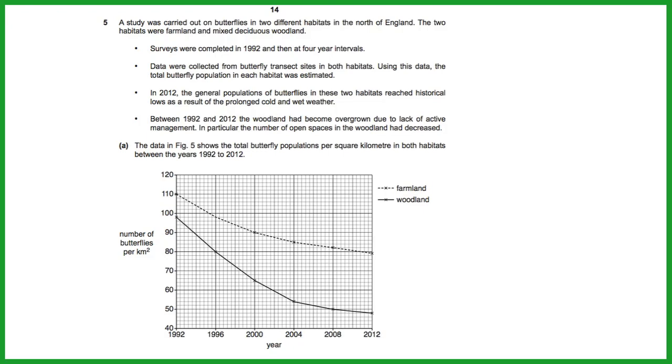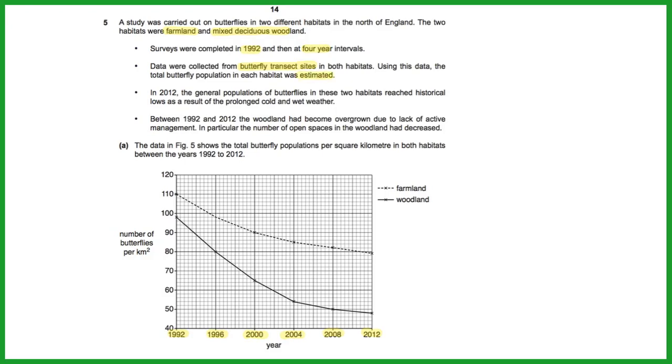A study was carried out on butterflies in 2 different habitats in the north of England. The 2 habitats were farmland and mixed deciduous woodland. The surveys were completed in 1992 and then at 4-year intervals: 1996, 2000, 2004, 2008 and 2012. Data were collected from butterfly transect sites in both habitats. Using this data, the total butterfly population in each habitat was estimated.